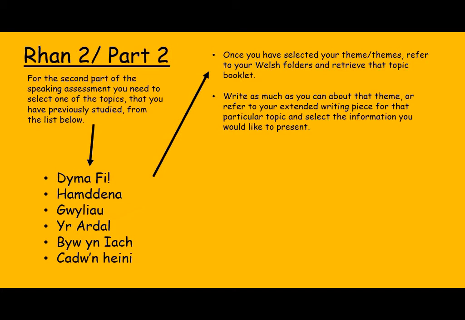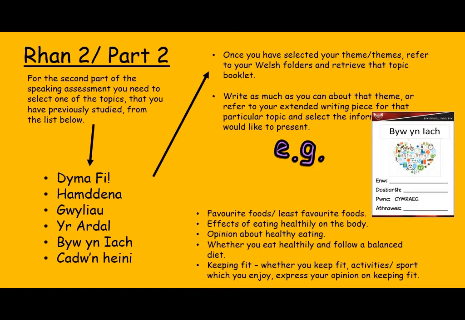You could refer to the extended piece of writing that you might have done on this topic already, might be in your red books, and you'd be able to just learn that straight off. For example, if you decided you were going to go along the topic Byw'n Iach, you'd be able to look for your Byw'n Iach book and take out the most important things from there, or refer to your article that you wrote on Byw'n Iach and learn those for your speaking presentation.